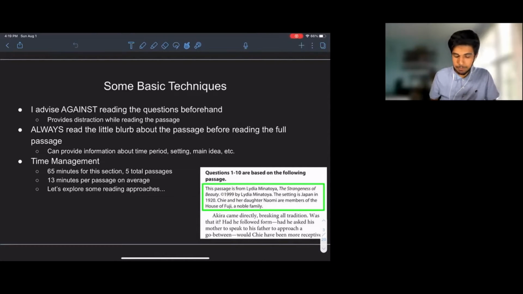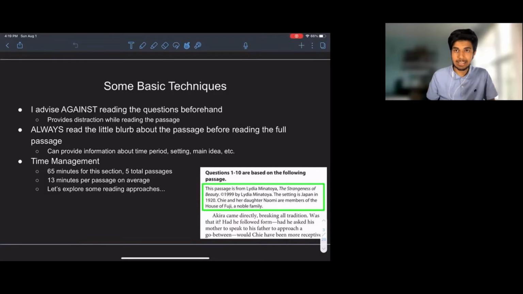I'll read it out loud. It says, "This passage is from Lydia Minatoya, The Strangeness of Beauty. The setting is Japan in 1920. Chie and her daughter Naomi are members of the House of Fuji, a noble family." So we actually gain a lot of information by reading this.